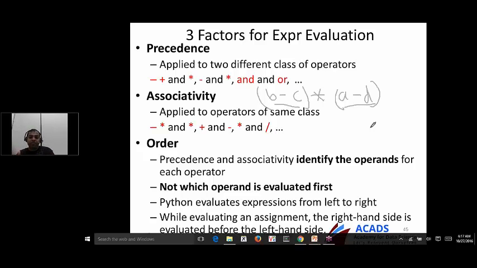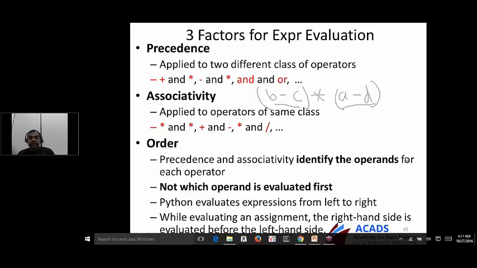They are part of a bigger expression, but once you identify order of evaluation using precedence and also you identify all the operands using associativity, now these two are two different independent sub-expressions. There is no ordering defined among these two. Okay, you can evaluate A minus D first, you can evaluate B minus C first.